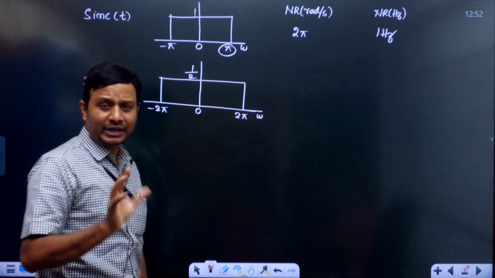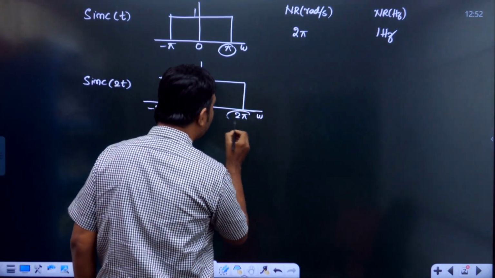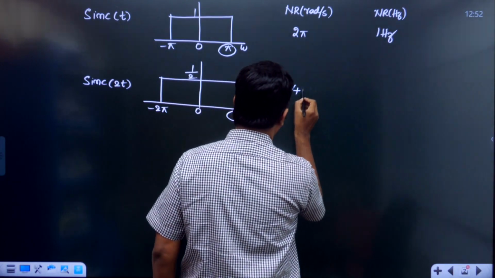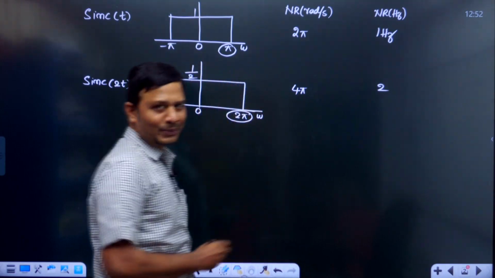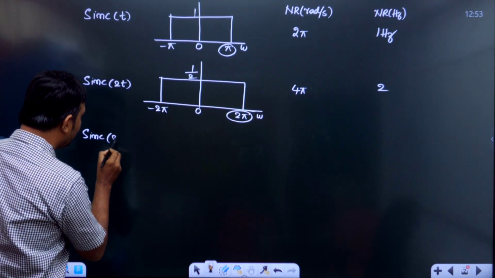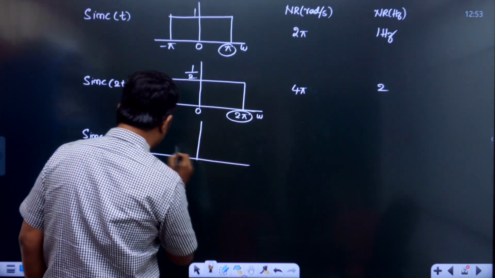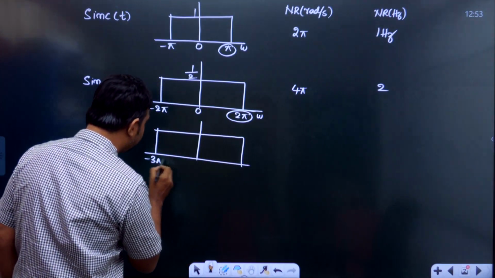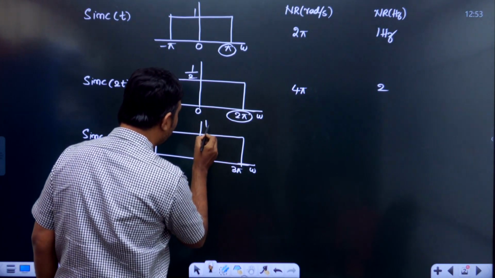Now for Nyquist rate calculation, what is required? Highest frequency component is required. What is the highest frequency component? 2π. Twice the highest frequency component, 4π radians per second, or it is 2 hertz. Suppose if I ask you for sinc 3t, the Fourier transform would be a rectangular pulse varying from minus 3π to 3π. This will be 1 by 3.